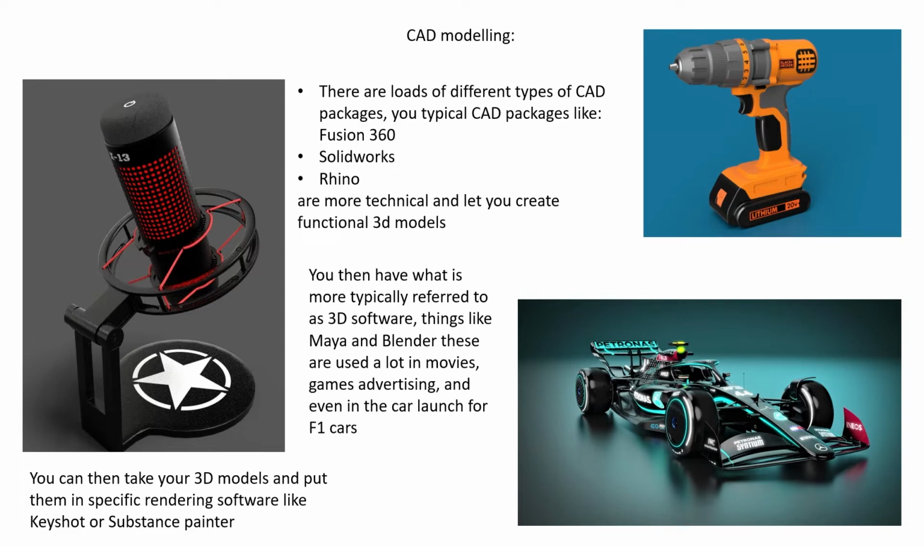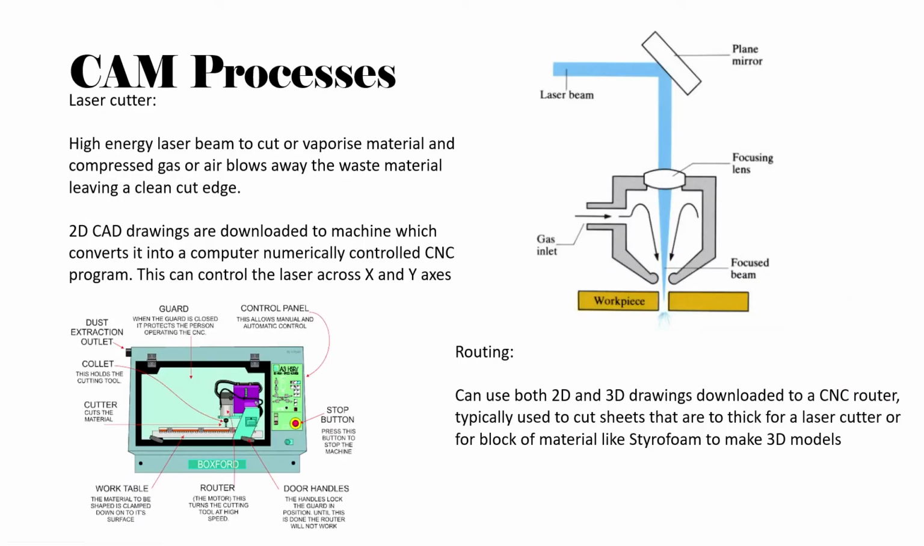The other one is Substance Painter, which is made by Adobe. I have done this microphone one in Substance Painter here, and it lets you put in things like imperfections and makes things look a lot more realistic, so it almost looks photorealistic, again almost like with the car. So that's CAD modeling. So what we're going to have a look at now is the CAM process.